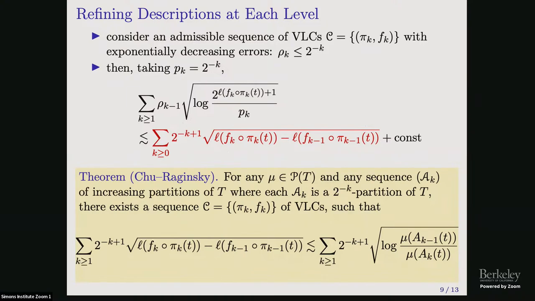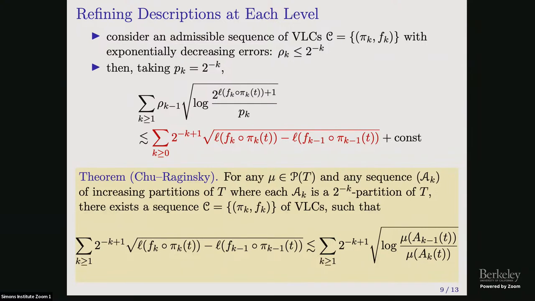The idea is that if I know what happens at scale k minus one, can I refine it to scale k? And it turns out that yes, actually you can. For convenience, let's suppose that the errors of these codes decrease exponentially with k. So take rho k to be like 2 to the minus k, which is a standard construction in Talagrand's work. Then give exponentially decaying weights to all the levels, and then you can manipulate stuff and use subadditivity of the square root to end up with this kind of bound. The constant here comes from the fact that all you're doing is summing a geometric series.